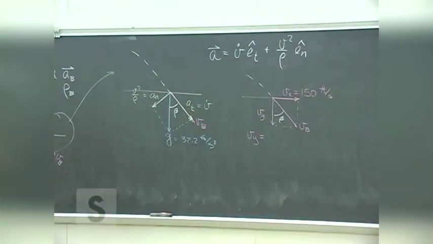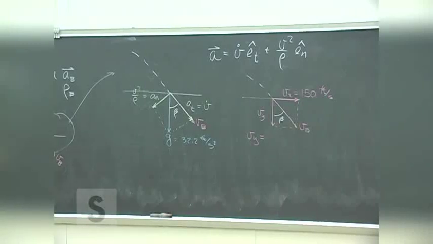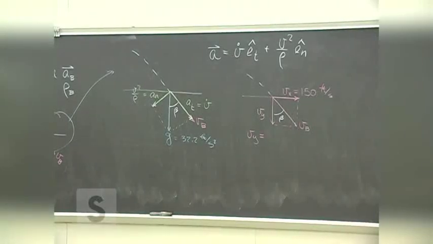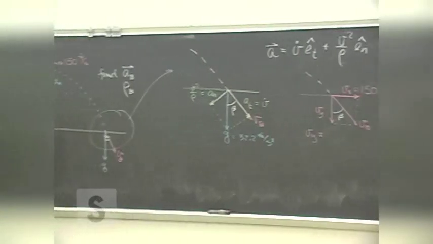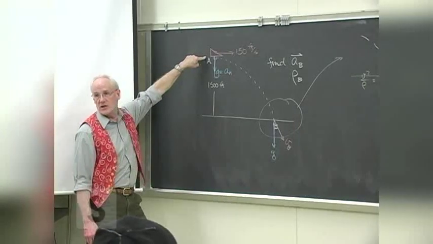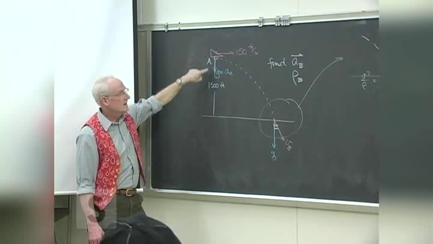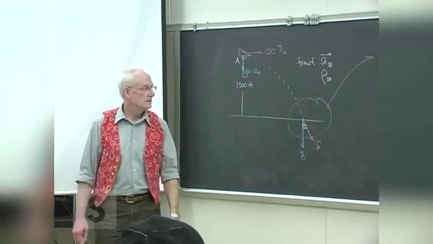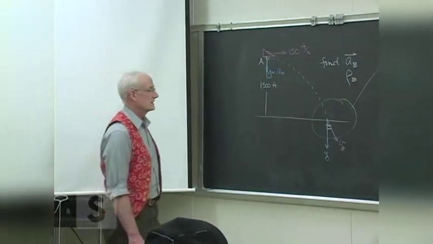Vertical velocity. Got it? Constant acceleration equation? Yeah, it's a constant acceleration problem in the vertical direction. You know the distance, you know the initial horizontal velocity, you know the acceleration, you want to find the final velocity.